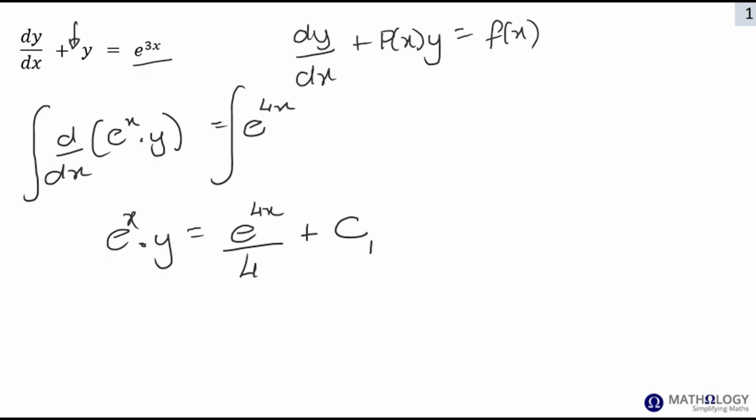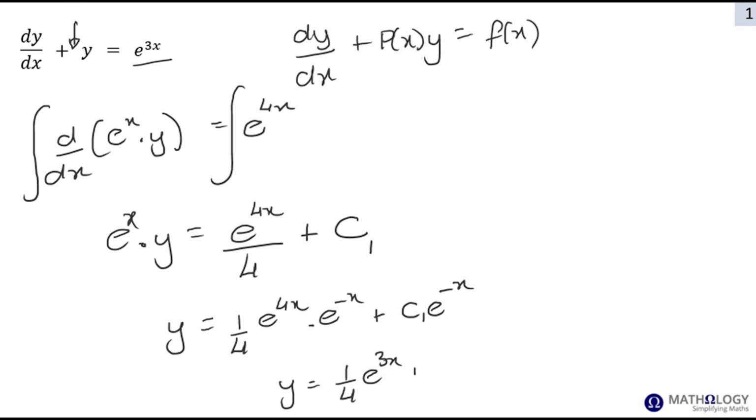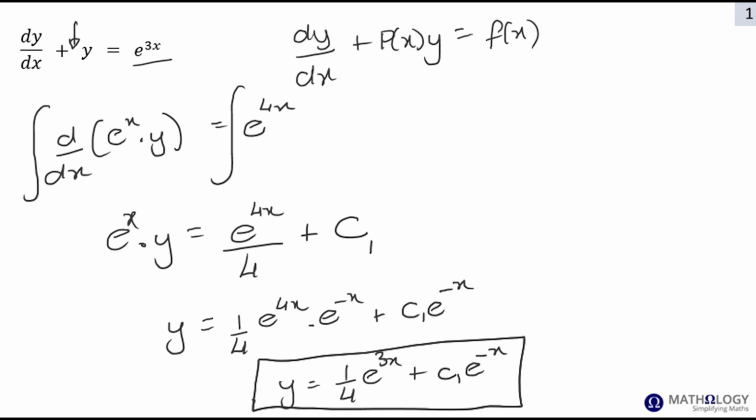So, as we are solving for y now, we're going to divide every term by e^x. So we have a quarter e^(4x) times e^(-x) plus c1 e^(-x), which gives y = (1/4)e^(3x) + c1 e^(-x). If you prefer, we can just call that c1 a constant. We could have just left it as c. It really doesn't make a difference if you use a subscript or not. So this is a solution to the differential equation.